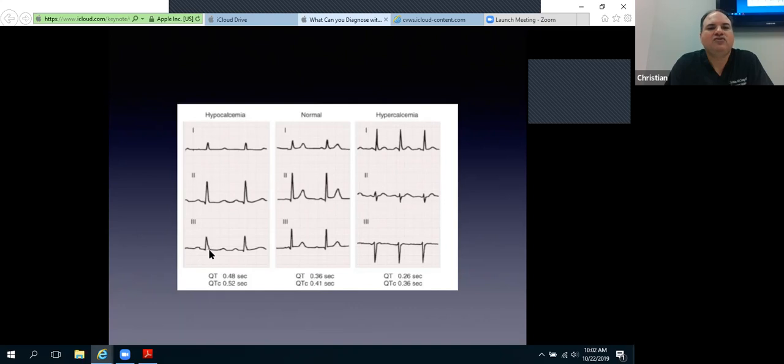If the QT interval is quite long, this is what you'll see in hypocalcemia. If you instead have hypercalcemia, you have a very quick repolarization, and so your QT intervals decrease, right? And so now it's 0.26 instead of 0.36. So a prolonged QT interval is 0.48 or greater, QTc at 0.52 or greater. And then in hypercalcemia, you're looking at QT intervals that are short of 0.26 and QTcs that are short of 0.36.